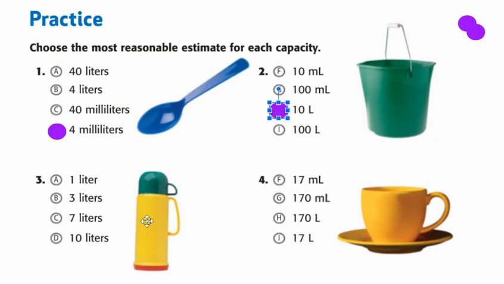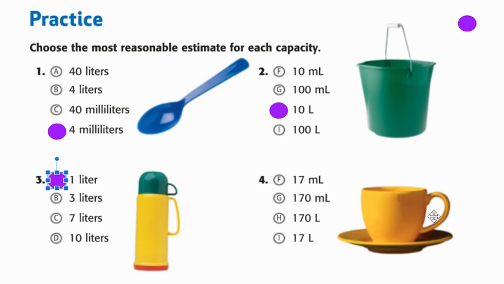Here we have a canteen that you use for either like coffee or soup. All of these are liters. So I need to think here. A canteen is about the size of a hydro flask water bottle. And so I see 1 liter here. I think 3 liters in that container would be way too much. So would 7 and so would 10. So since this is about the size of a hydro flask, I'm going to say 1 liter.